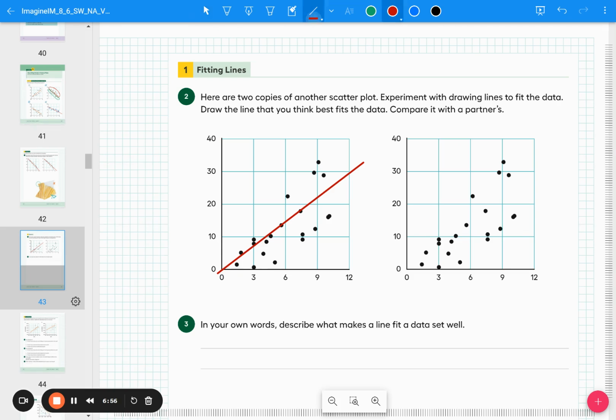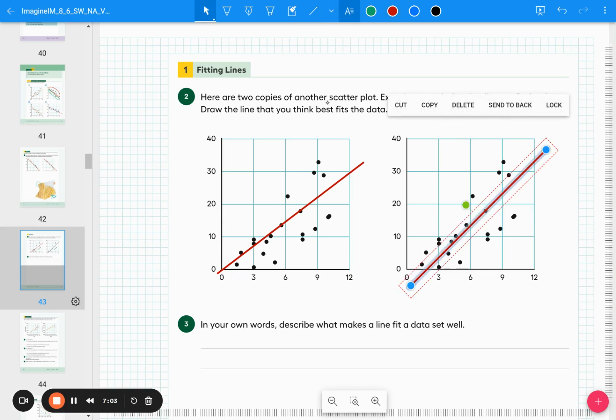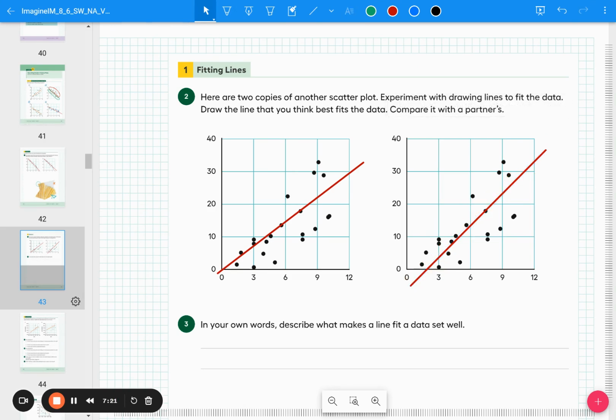Okay. And that's what you want to do on this set. Get it close to them, as close as you can to as many points as you can. Okay. That's your goal. Okay. So in your own words, describe what a line of best fit is. Well, in my own words, the line that passes through the middle of the points. Okay. The line that cuts the points in half. That's what it is.